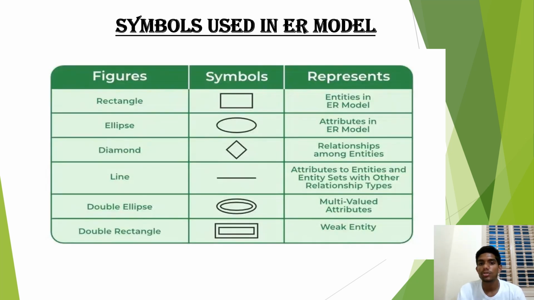The symbols we use in ER model. Rectangle symbol is used to represent entities. Ellipse symbol is used to represent the attributes. Diamond symbol is used to represent relationship. And the line is used to represent the connection between entity to attribute. And the double ellipse is used to represent multi-valued attributes. And the double rectangle is used to represent a weak entity.